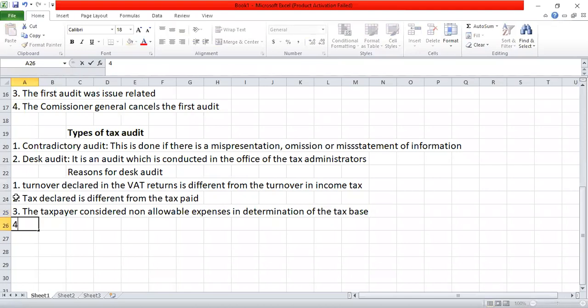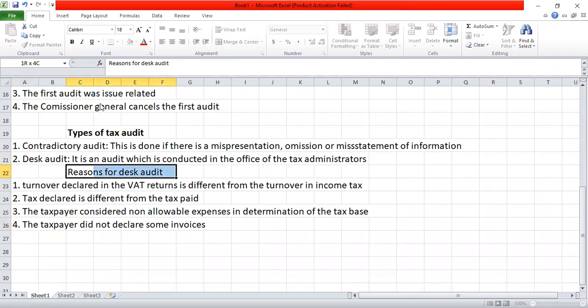Last but not least, the taxpayer did not declare some invoices. So if it is discovered that some invoices were not declared by the taxpayer, then they can conduct a desk audit. So those are some of the reasons for conducting a desk audit.